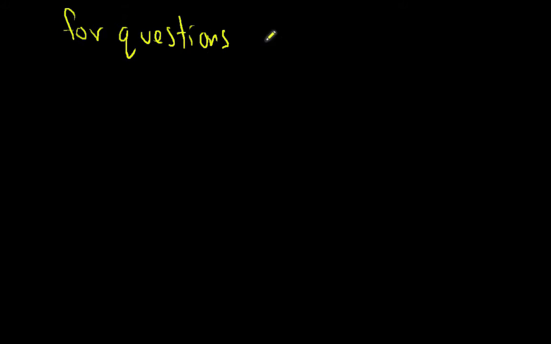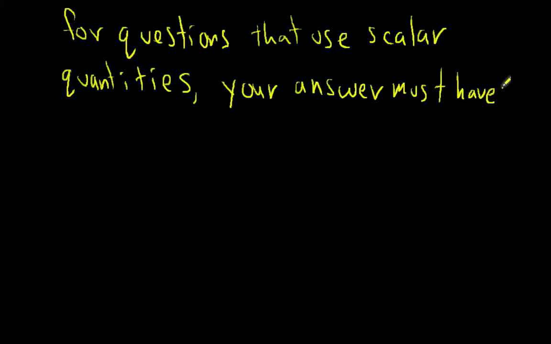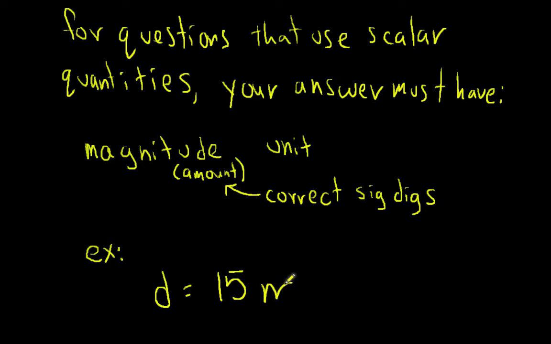For questions with vectors, or with scalars, your answer must have the following pieces. It must have correct magnitude, so it must have the correct amount or number to get full marks, and it must provide a unit. And this magnitude must also have correct significant digits. For example, the measurement d equals 15 meters, or distance equals 15 meters. The magnitude is the number 15 with 2 significant digits, and the unit is the meter. Both pieces are important for a correct answer.